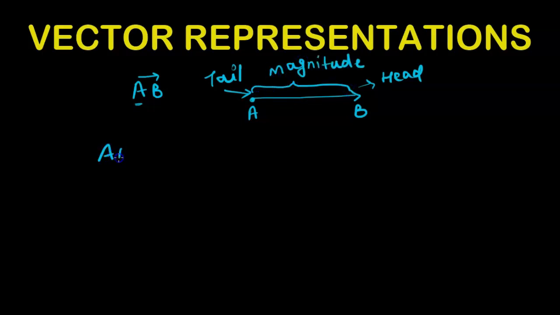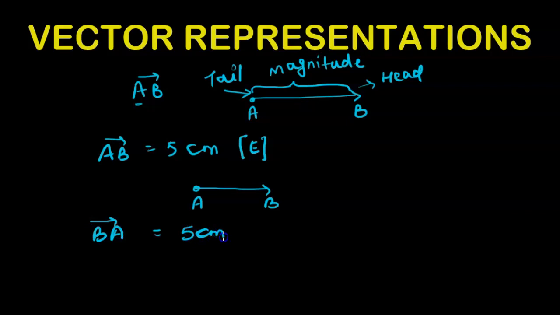Let's say we have a vector AB that is 5 centimeter in length and the direction is east. So how do we draw it? This is A and let's assume this means 5 centimeter. So arrowhead is on B, direction is going in east. Now if we want to draw vector BA, that is also 5 centimeter east, then this is how we draw it: B is now going to form the tail, A is going to form the head of the vector, and this is still 5 centimeter east.